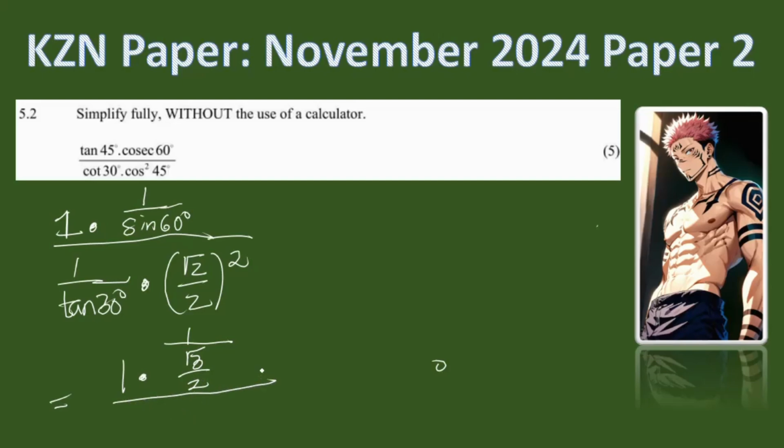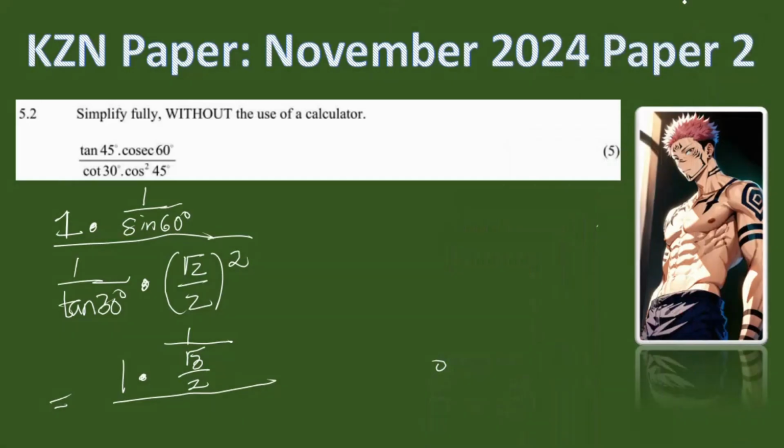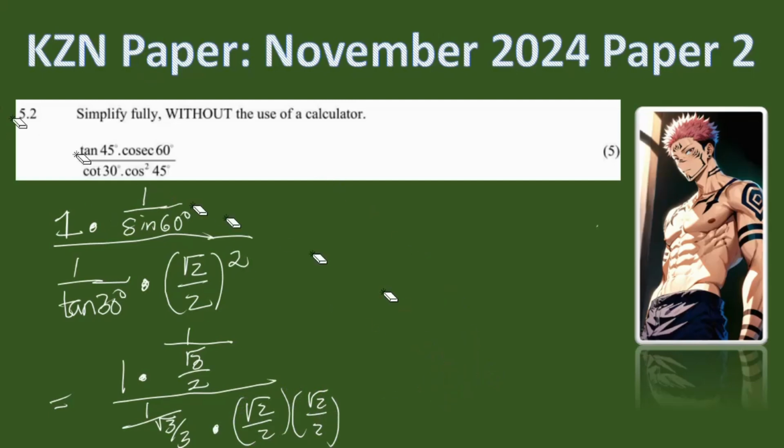And then I'm going to do the tangent of 30. Tangent of 30 is root 3 over 3. You see that? So I'm going to write 1, which is this one, then root 3 over 3, multiplied by root 2 over 2. I'm going to write it twice because it's being squared. Hope we're good.